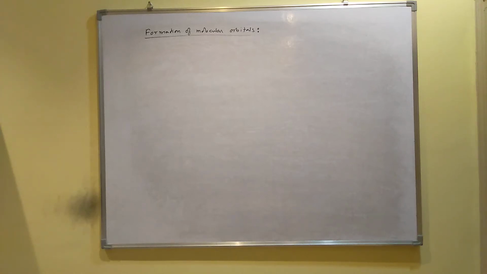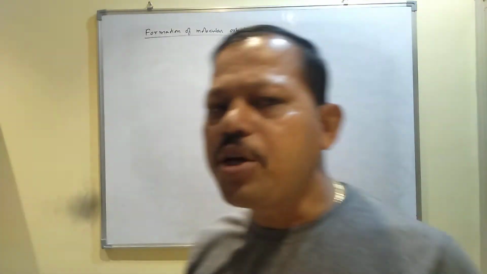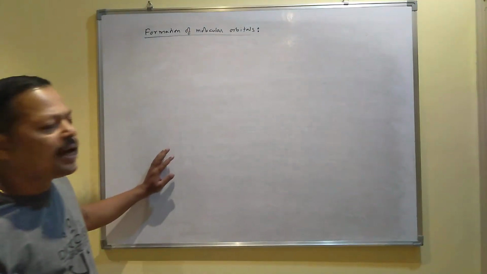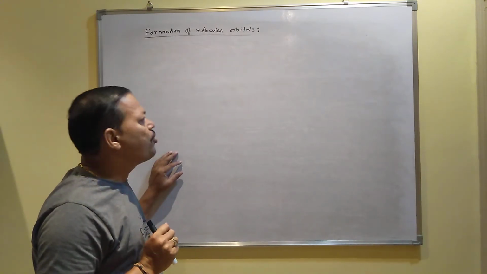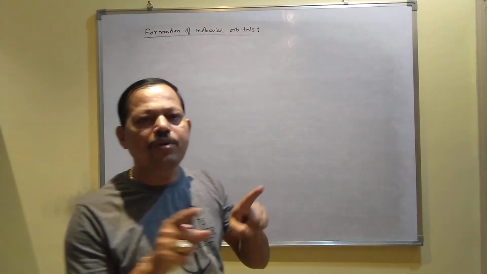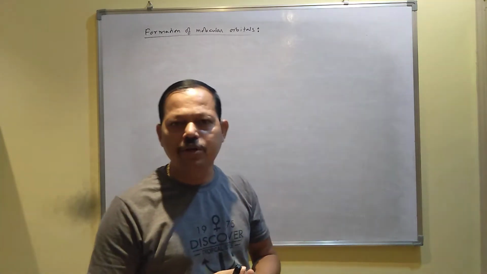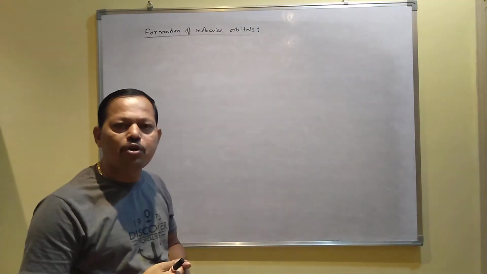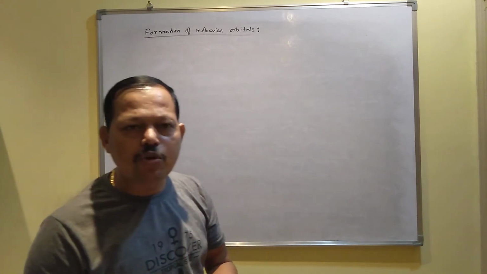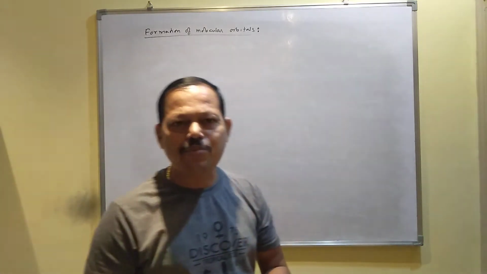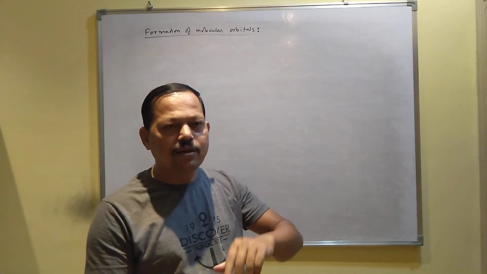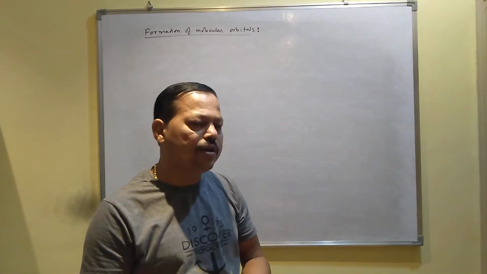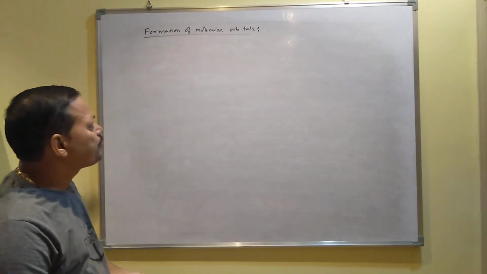Good morning, students. Yesterday we did MOT, molecular orbital theory, and the main points of MOT you have got: when two atomic orbitals combine, they will form two molecular orbitals. One is called bonding molecular orbital and one is called anti-bonding molecular orbital. Bonding molecular orbital has lower energy than its corresponding anti-bonding molecular orbital.